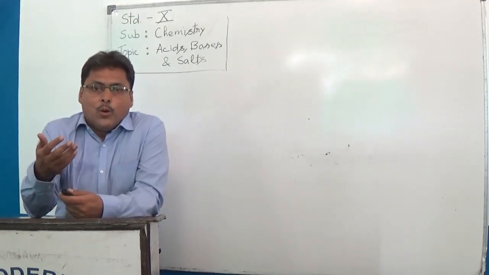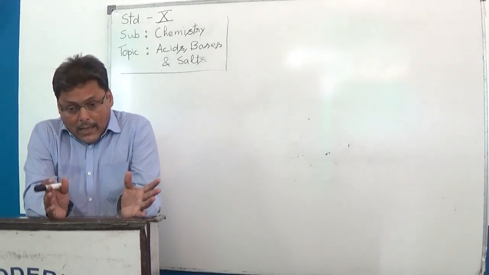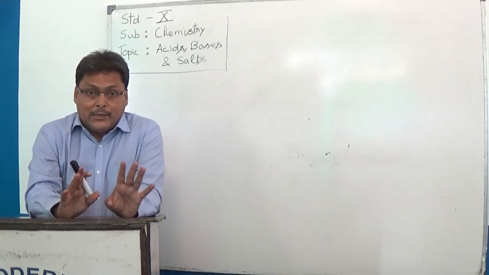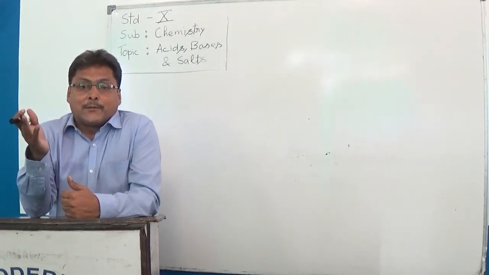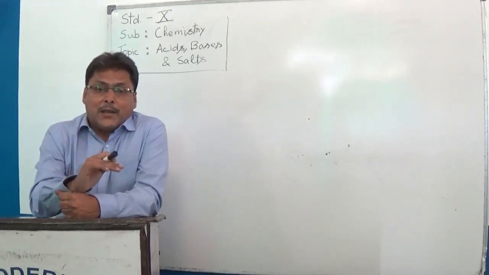How do we know that it is acid or base through this theory? That is absolutely correct. That is the main shortcoming of the Arrhenius theory of acids and bases, and that's why we need the other theories. But we have to learn to start step by step.